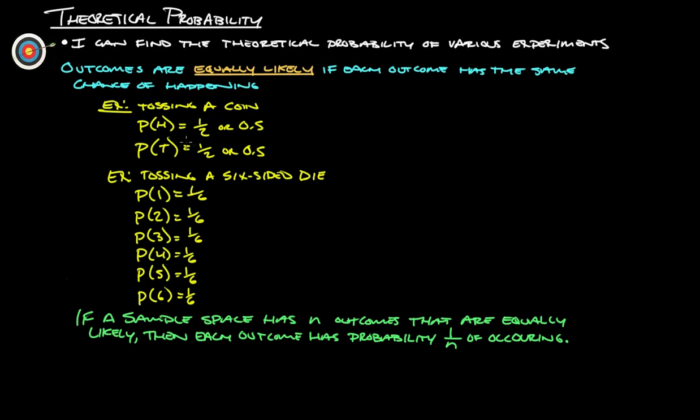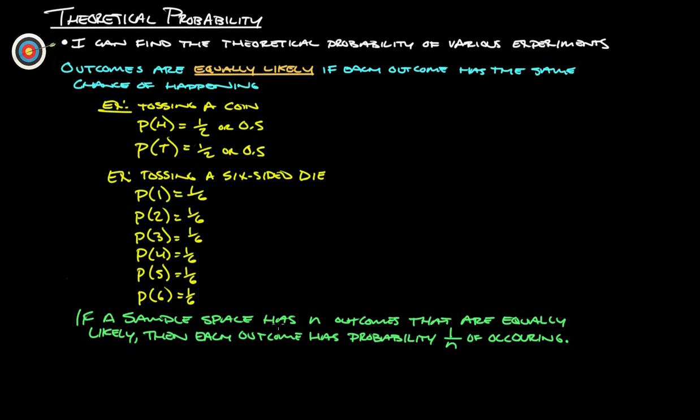For example, tossing a coin. Probability of getting heads is 1/2. Probability of getting tails is 1/2. So there's a 50-50 chance of getting either one of those. Another example is tossing a 6-sided die. Probability of getting a 1 is 1 out of 6. Probability of getting a 2 is 1 out of 6. And so forth and so on.